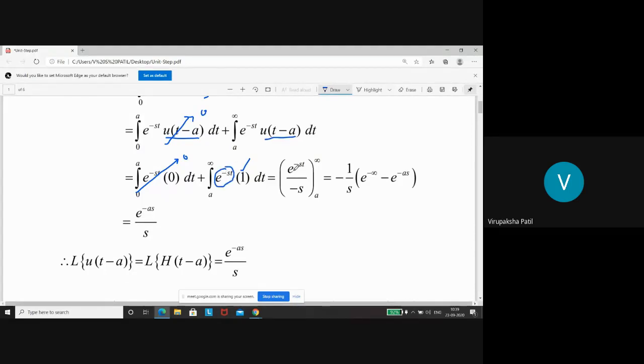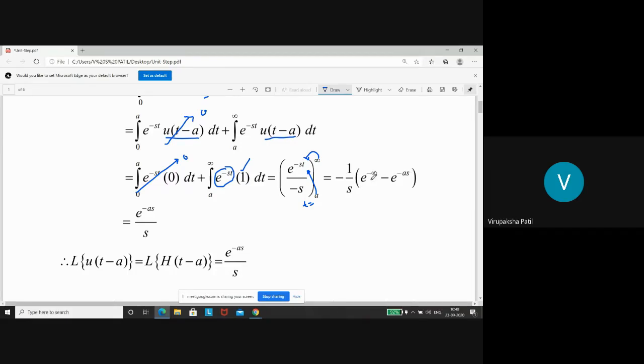What is the integration of e to the power minus st? It is e to the power minus st divided by minus s, with limits t equal to a to infinity. Minus 1 by s is constant, so we take that outside. Wherever t is there, we put upper limit minus lower limit. That is, minus 1 by s into e to the power minus infinity minus e to the power minus as.